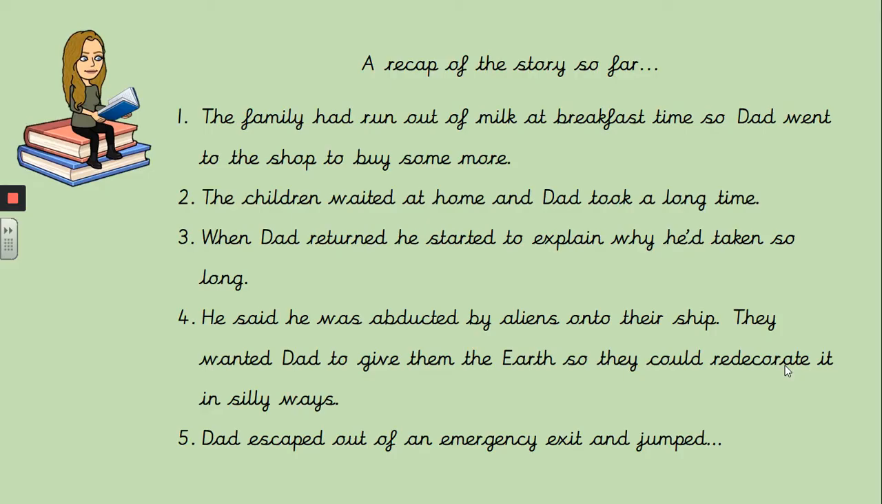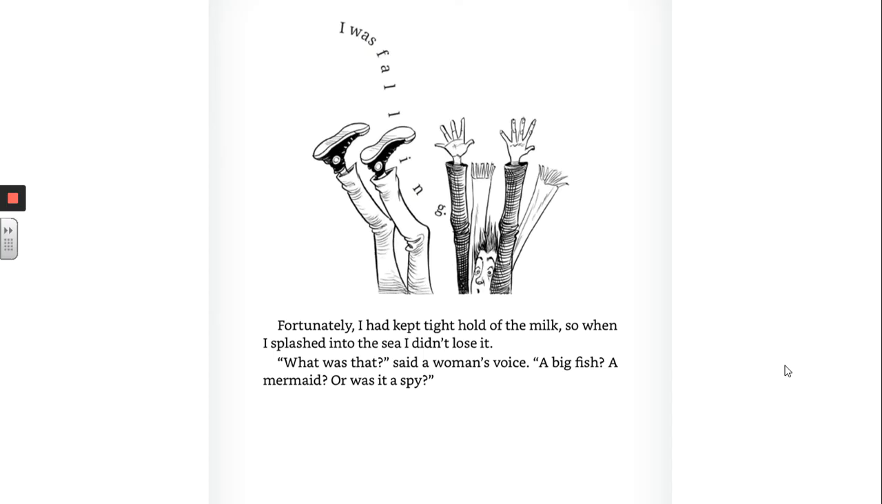So we're going to do a little recap of the story before we get on with the next part that we're reading. So far, the family ran out of milk. It was breakfast time, so Dad went to the shop to buy some more. The children waited at home and Dad took a really long time. When Dad returned, he started to explain why he'd taken so long. He was abducted by aliens onto their ship. They wanted Dad to give them the Earth so that they could redecorate it in silly ways, but Dad escaped through an emergency exit and he jumped. We don't know where he landed. So let's carry on our story to find out a bit more.